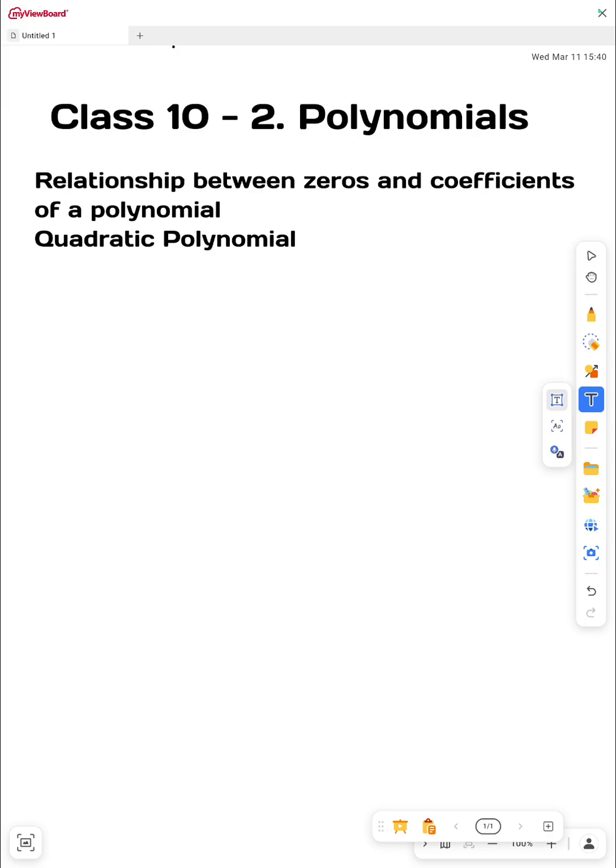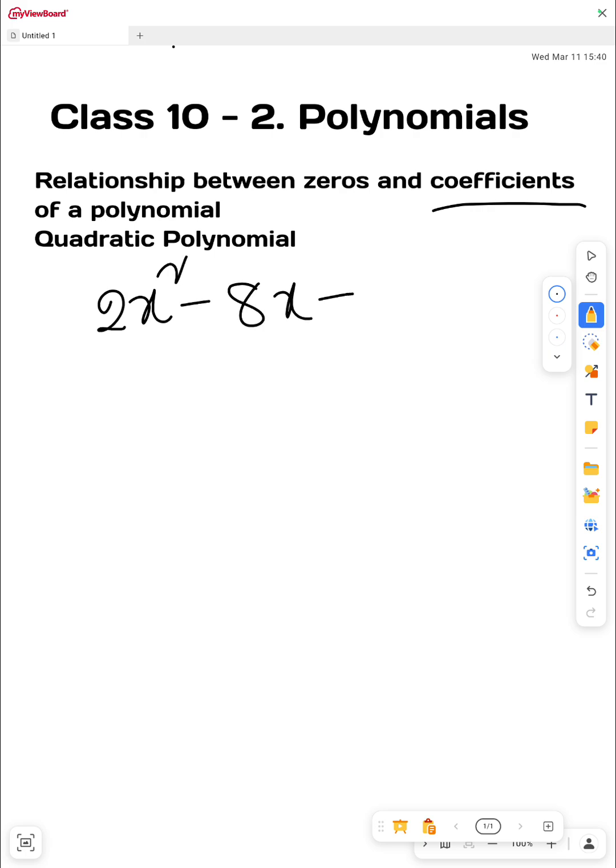In this video, we will see what is the relationship between zeros and coefficients of a polynomial, in a quadratic polynomial. Let's see with an example, then it will be more clear for all of us. So the example is 2x square minus 8x plus 6.